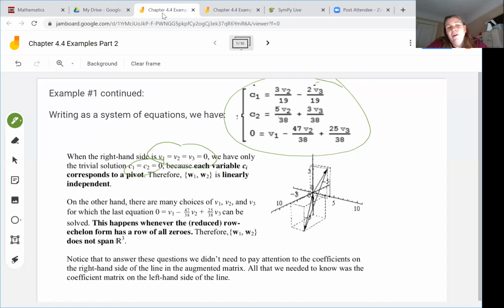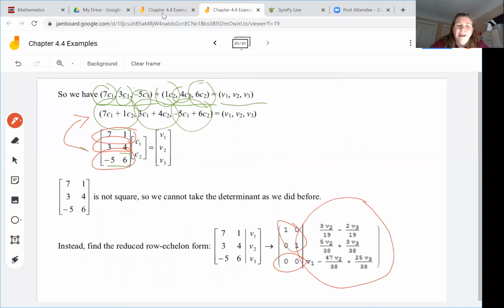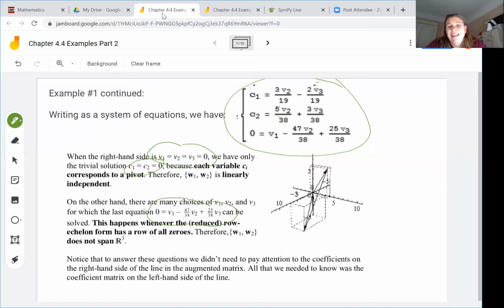So you can say, okay, therefore W1 and W2 is linearly independent. On the other hand, if there are many choices of V1, V2, and V3, if they're not 0, for this last equation, here 0 equals V1 minus 47 V2 over 38 plus 25 V3 over 38, then there are many choices that could solve that. So this is going to happen whenever our reduced row echelon form has a row of all zeros, like we got over here in the bottom row with the 0, 0 there. So in that case, if you think about it in terms of dimensions, W1 and W2 don't span R3. They're stuck in a plane together.